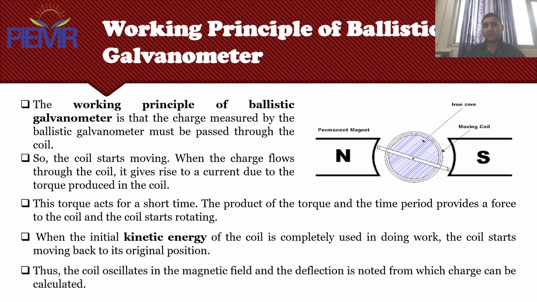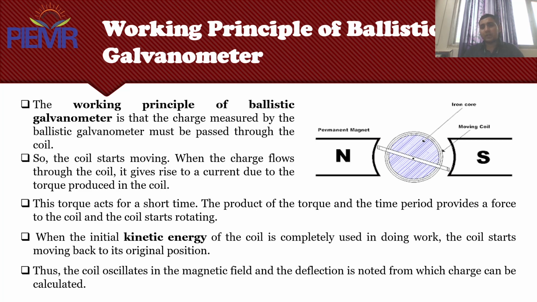Mainly regarding the working of the ballistic galvanometer, as you see on your right-hand side, it has a permanent magnet north and south pole in which an iron core is placed between them, having some moving coil over it. Whenever the charge measured by this ballistic galvanometer passes through the coil, the coil starts moving. When the charge flows through the coil, it gives rise to the current due to the torque produced from the coil. It is basically a relationship of how the current flowing, this particular moving charge, relates to the magnetic field across the north and south pole.